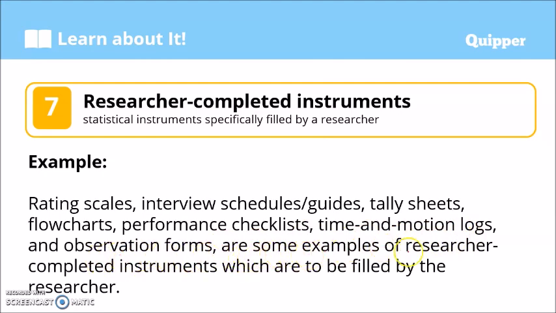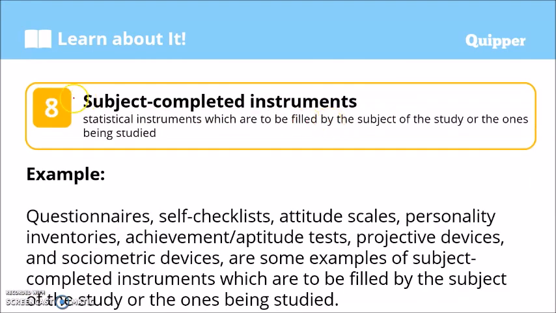These are examples of researcher-completed instruments which are to be filled by the researcher. Ibig sabihin, yung magre-record niyan, magsusulat ng mga observations, yung mga checklist, si researcher mismo. So, that's why we call it researcher-completed instruments. Okay? We also have what we call subject-completed instruments.